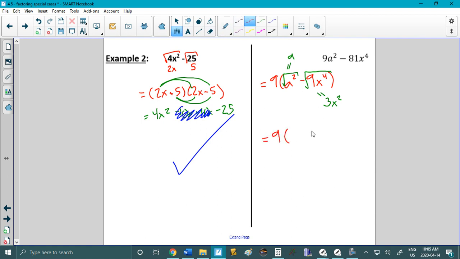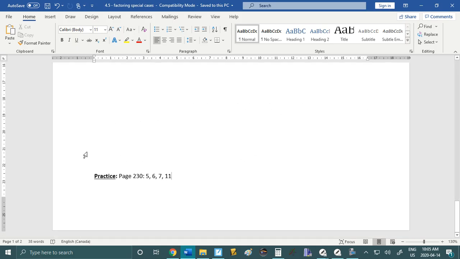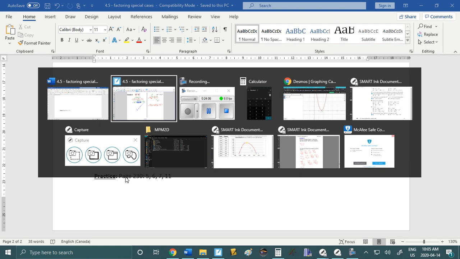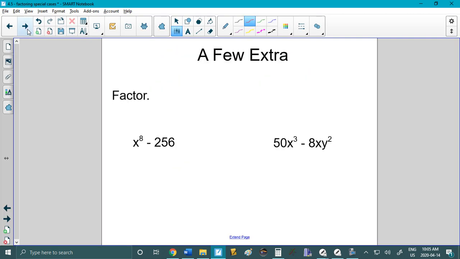A few of you forgot to put the common factor out front in my little assignment thing from last week. It didn't count for marks, by the way. Okay, so now we have a plus 3x squared and a minus 3x squared. Okay, and I believe that's everything on your handout. Yep, there's your homework. 230, 5, 6, 7, 11. I am going to do two tip style questions on the next page that I really encourage you to watch as well.